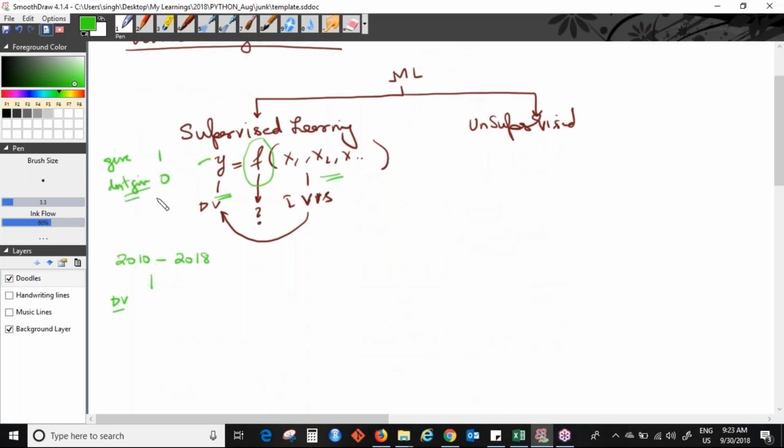Or 1 means customers who have paid their loans back, 0 means customers who have not paid their loans. This is on the historical data. So from 2010 till 2018, we already know the dependent variable as 1 or 0. 1 means customers who paid their loans back. 0 means customers who did not pay their loans back. And of course, we know the independent variables also.